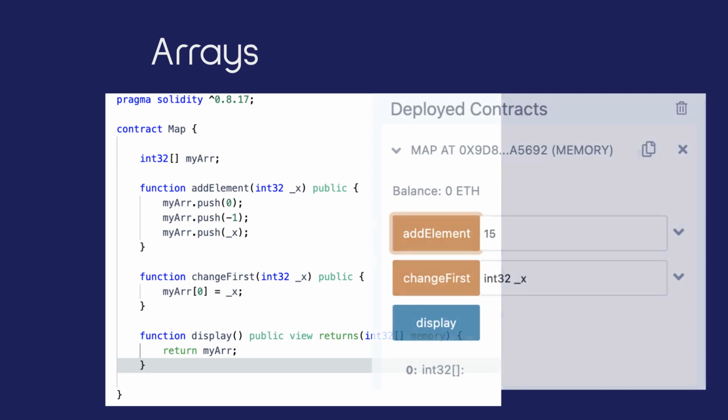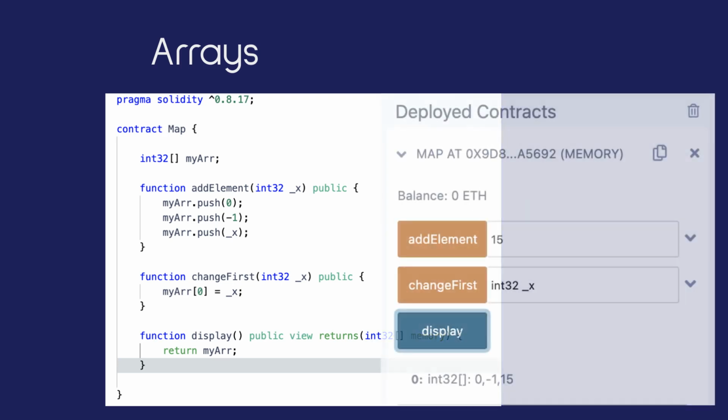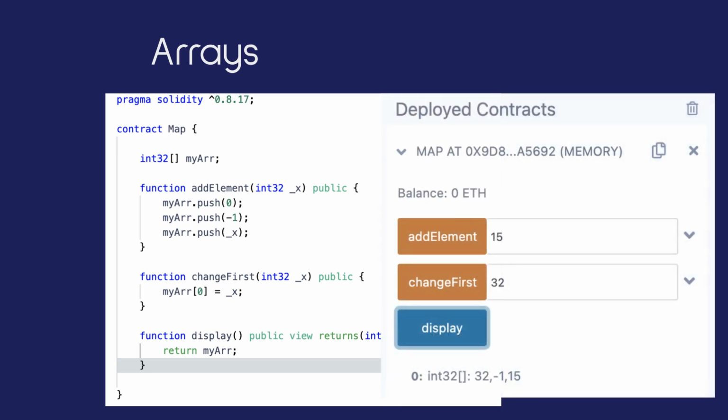We first have to add elements to the array by clicking Add Elements. I will add 0, -1, and 15. If we display it, we can see the elements. If we decide to change the first one, we can use the second function. Insert a value, 32, and display the array. Now the first element is 32.